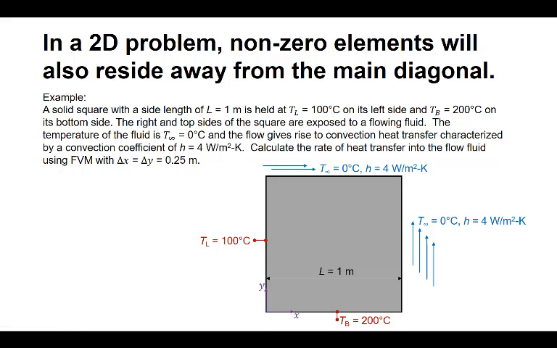The right and top sides of the square are exposed to a flowing fluid. The temperature of the fluid is 0 degrees C, and the flow gives rise to convection heat transfer characterized by a convection coefficient of 4 watt per meter squared Kelvin. We'd like to estimate the temperatures in the square using finite volume method with a grid spacing of 0.25 meters.